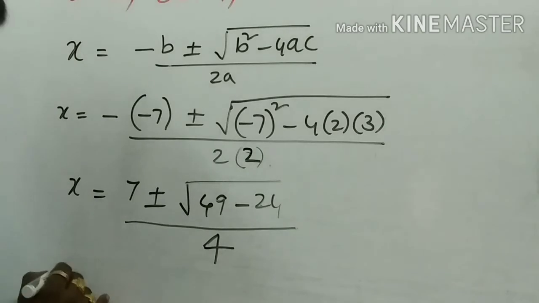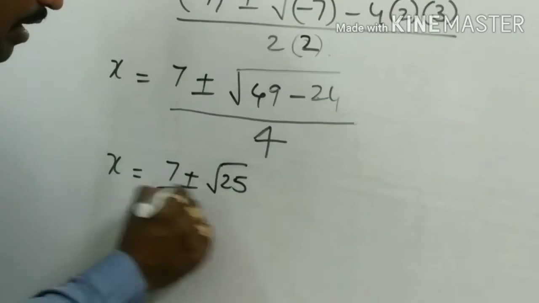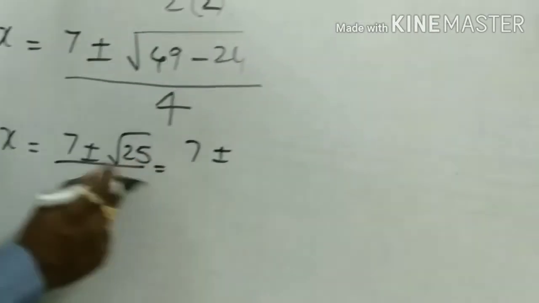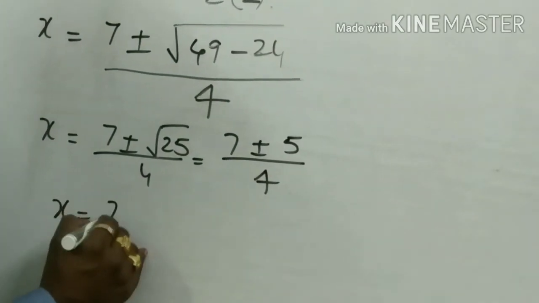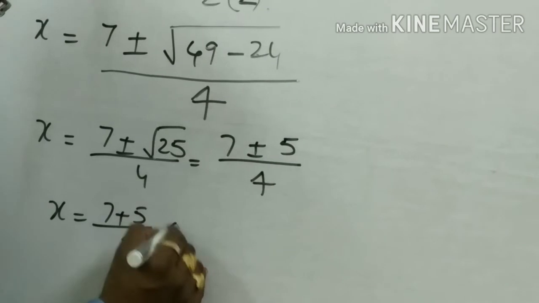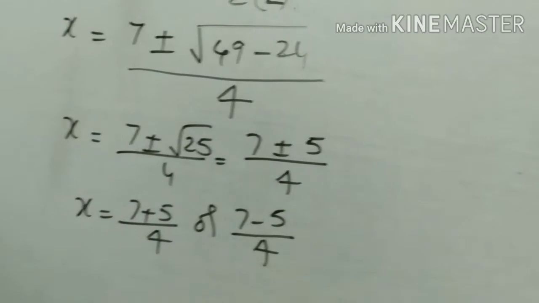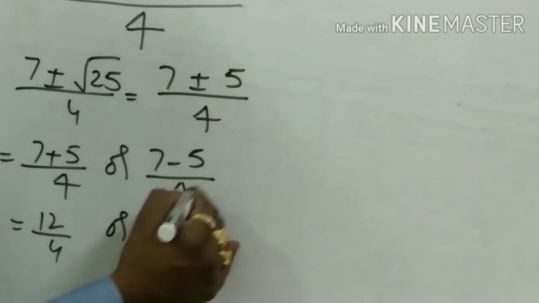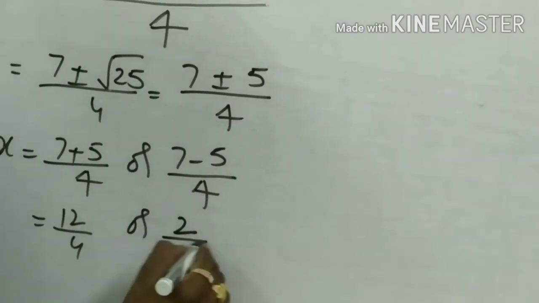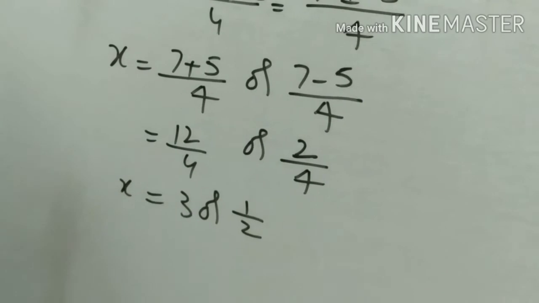Now x is equal to 7 plus or minus root of 25, by 4. So 7 plus or minus root 25, which is 5, by 4. So the x values are 7 plus 5 by 4 or 7 minus 5 by 4. That is the meaning of plus or minus. So that is 7 plus 5, 12 by 4, or 7 minus 5, 2 by 4. So that is equal to 3 or 1 by 2. So the x values are 3 or 1 by 2.